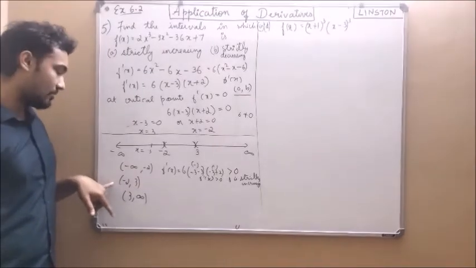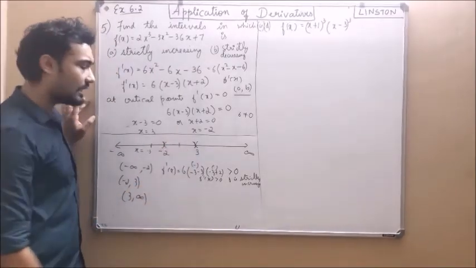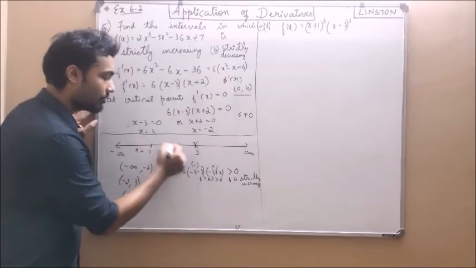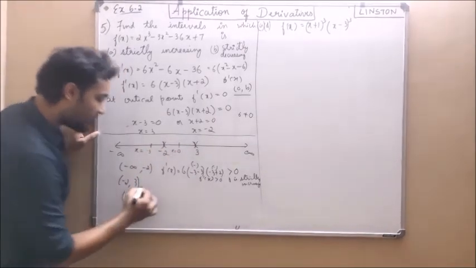Next I will take the interval minus 2 to 3. Take any point in between minus 2 and 3. I can take any point. I will take x equal to 0 because 0 lies in between. So substitute x equal to 0 here.